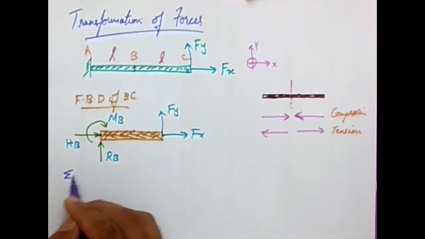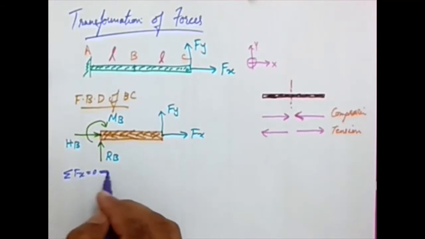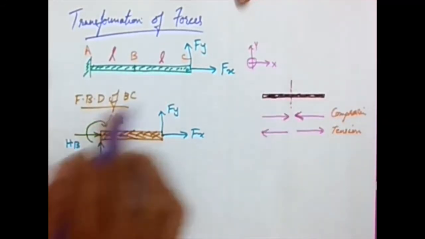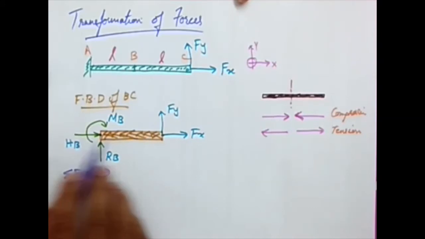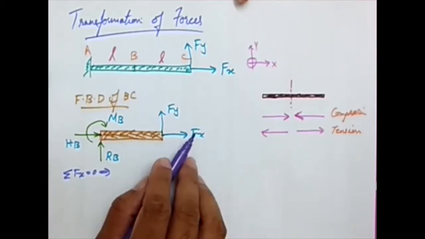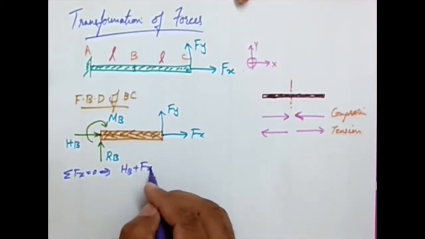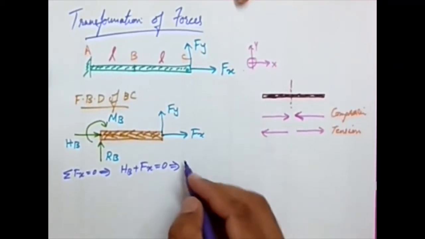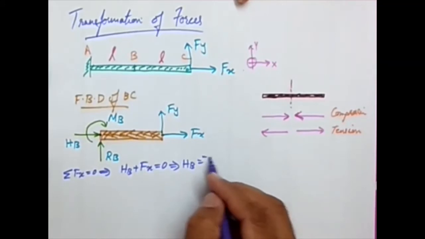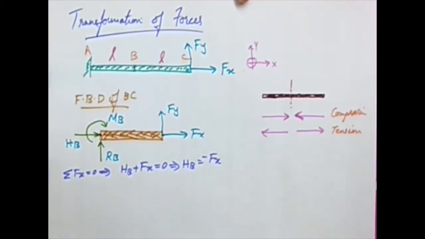So first I am trying with sigma Fx equal to 0. We have already defined the x direction. So what about here? There is an HB acting to the right, Fx acting to the right, positive is to the right. So HB plus Fx equal to 0, from which I will get the value of HB as minus Fx.